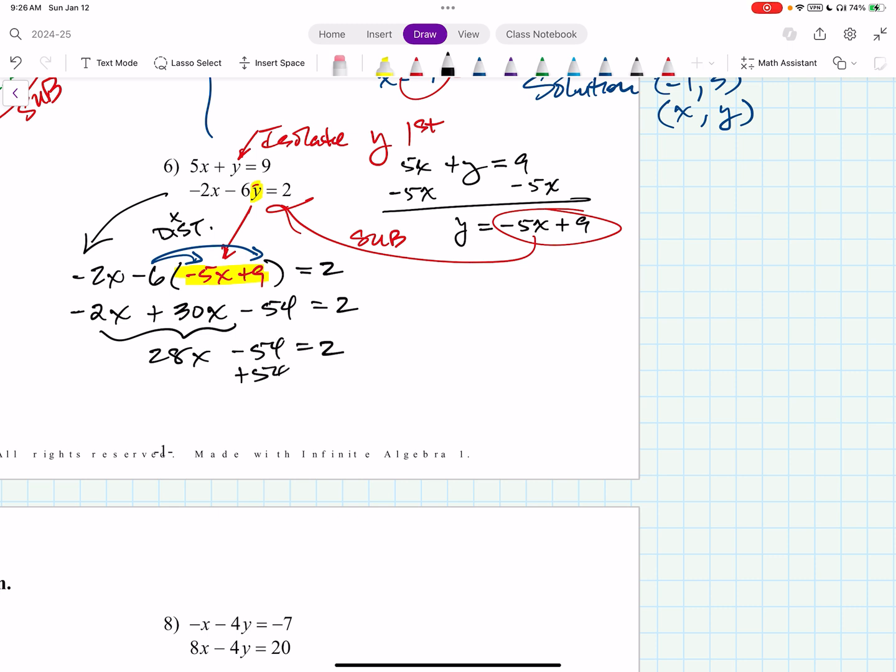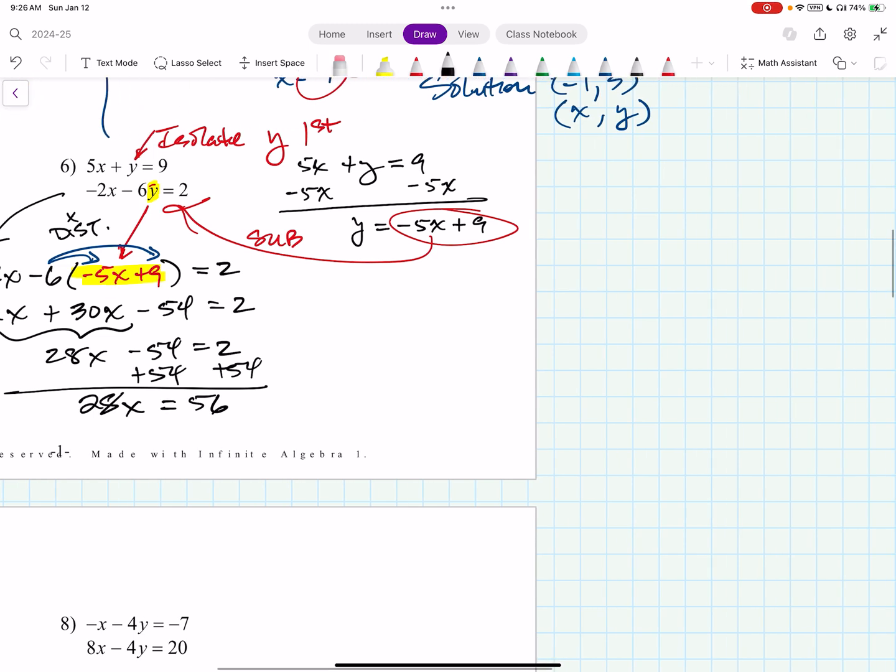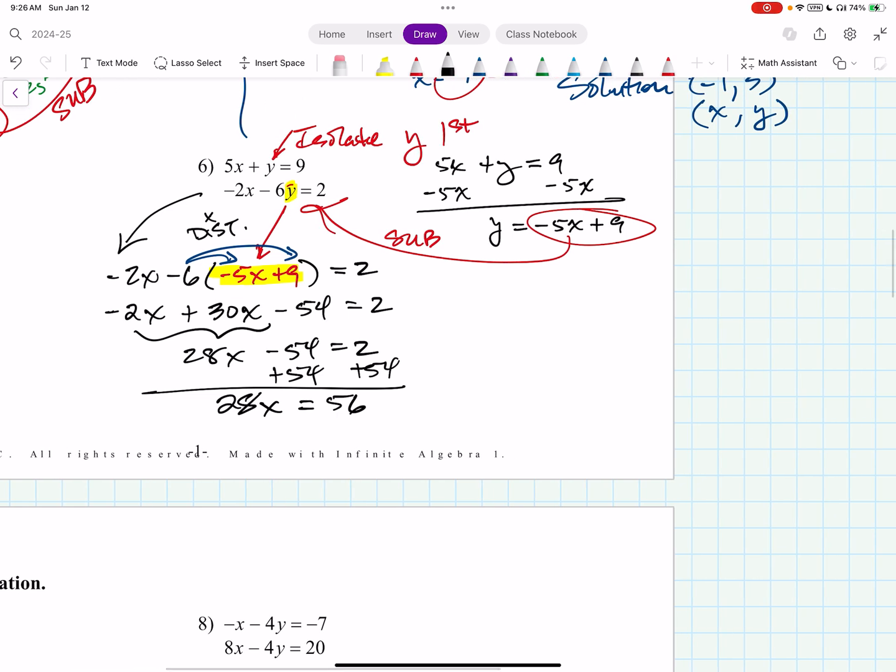Add the opposite. So we have 28x is equal to 56. And guess what? 2 times 28 is 56. So that ends up nicely here. Or you can divide by 28, however you want to think about it. All right. And x is equal to 2.